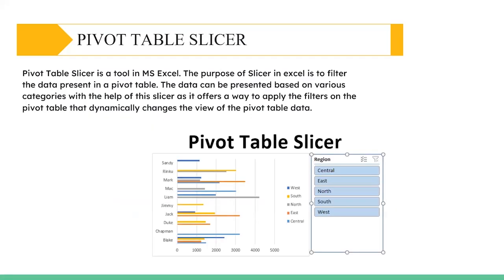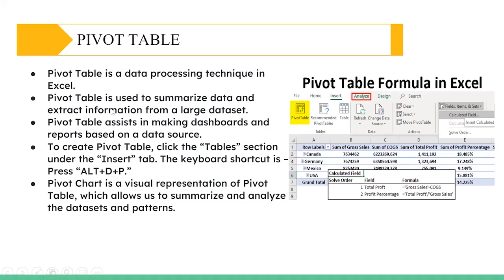Okay, next we have pivot table. Pivot table is a data processing technique in Excel. Pivot table is used to summarize data and extract information from a large data set. Pivot table assists in making dashboards and creating reports based on the data source, right? So to create a pivot table, you can go to the Tables section under Insert, or the shortcut is Alt D P.